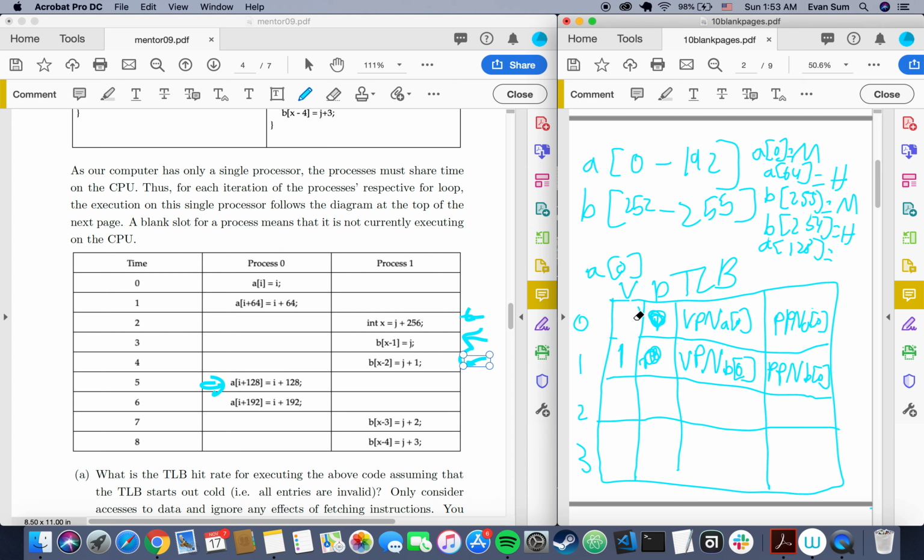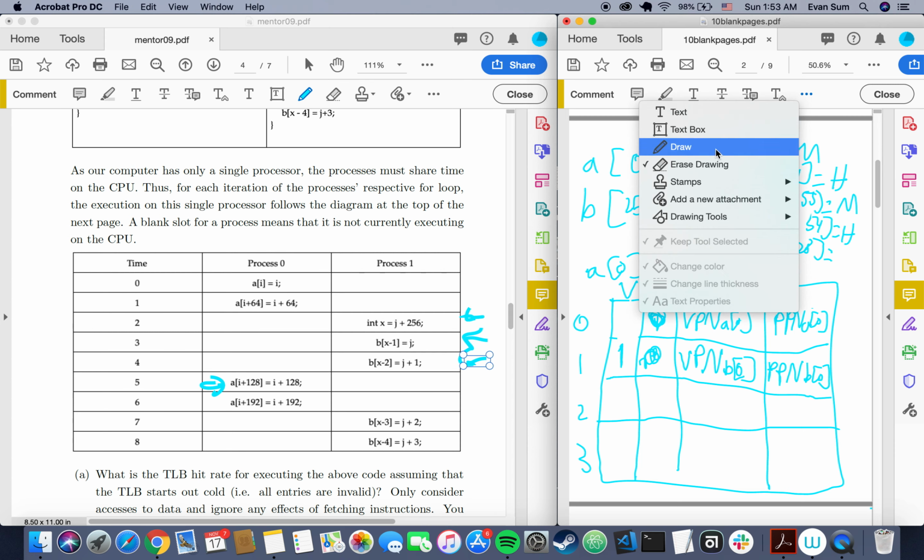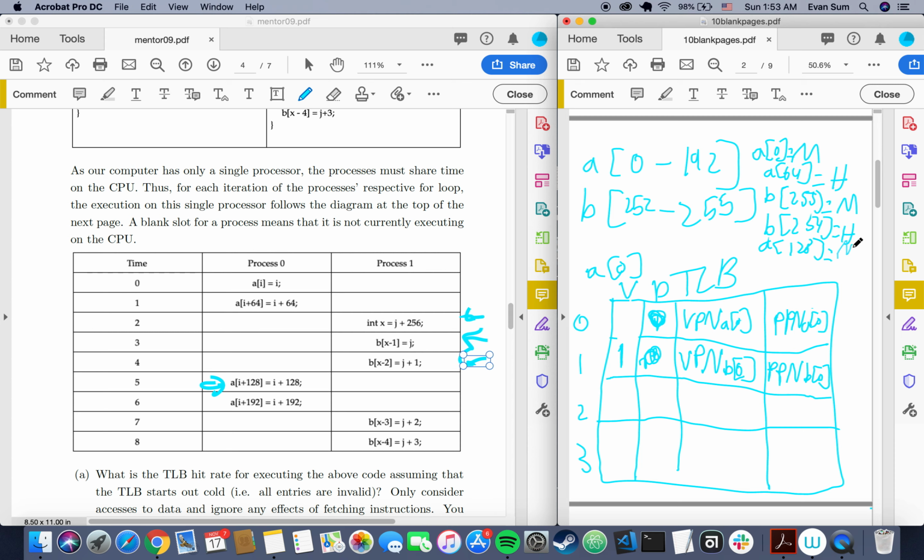So sadly for us, we're going to have to miss the first one, and only then do we set the valid bit back to 1. And then A192 is going to be a hit. So sad, but we actually don't have the ability to count that as true.